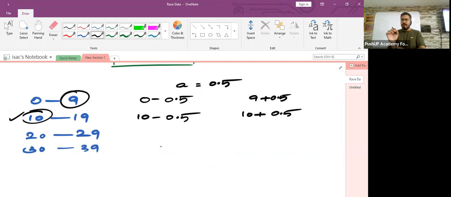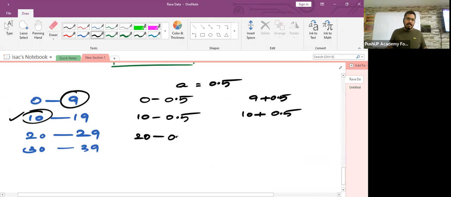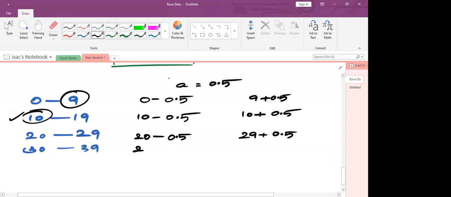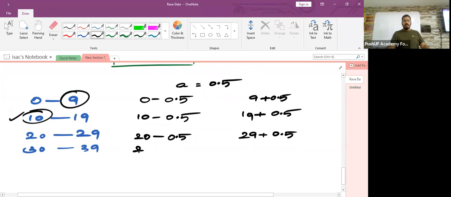10 minus 0.5 and then 10 plus 0.5. Now, the same logic applied here. 20 minus 0.5 and here 29 plus 0.5. Here, which one? 30. Oh, this is 19, no? 19. Thank you, sir. Now here, 30 minus 0.5 and here 39 plus 0.5.